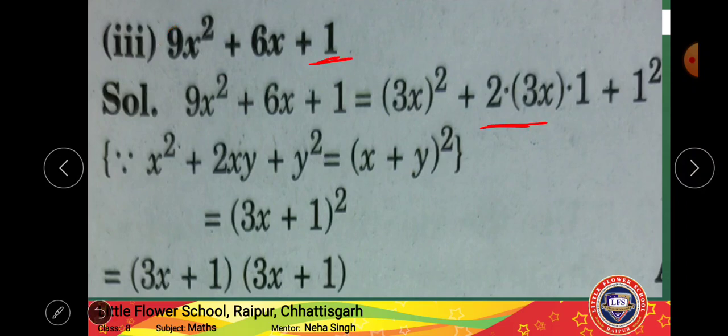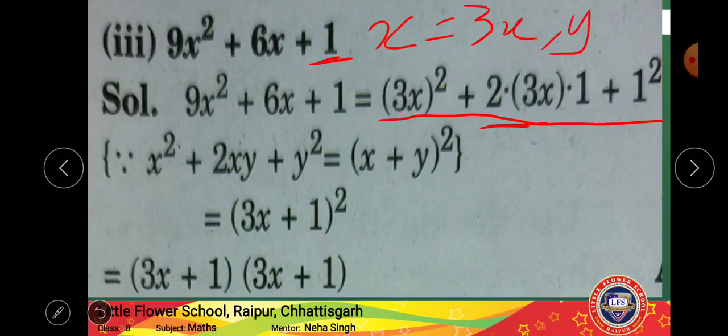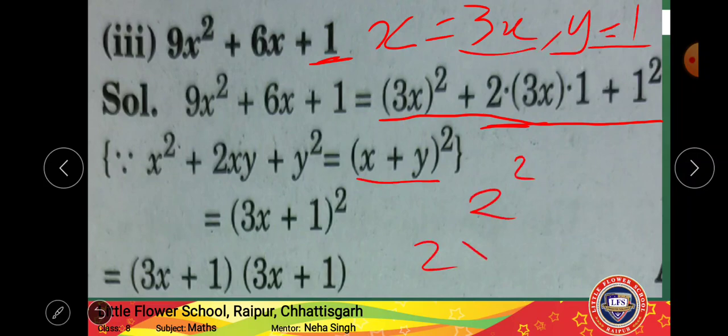Now again it has been converted to x square plus 2xy plus y square, where in every question you are going to write what is x, 3x, and what is y, 1. So the solution will be x plus y whole square, which means 3x plus 1 whole square. Whole square means, suppose it is 2 squared, I write 2 into 2. Similarly, it is 3x plus 1 whole square, so I have written 3x plus 1 into 3x plus 1.